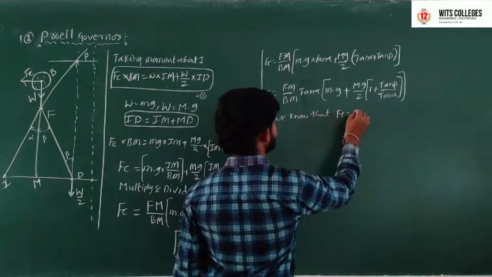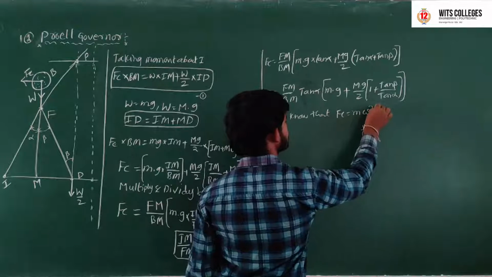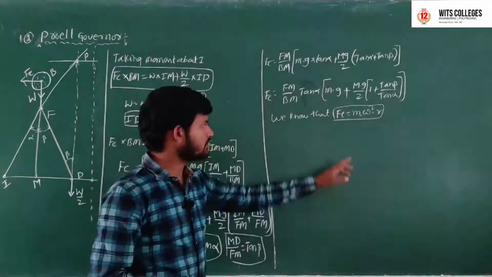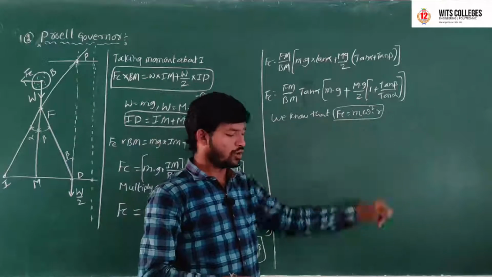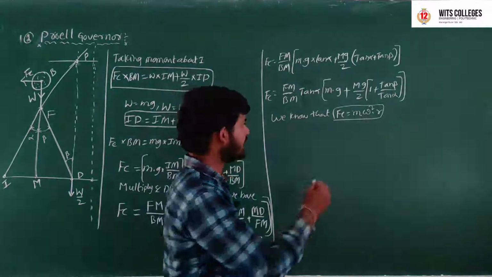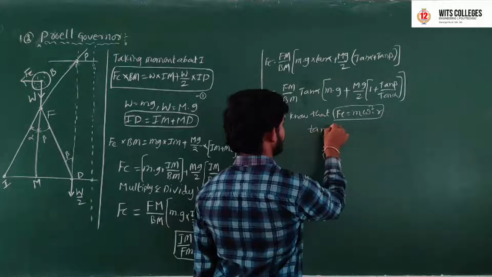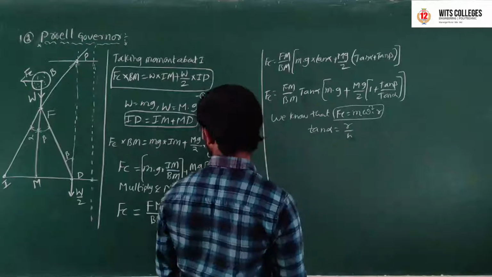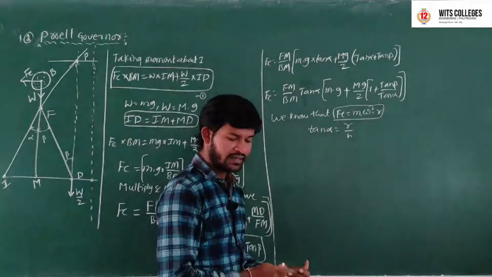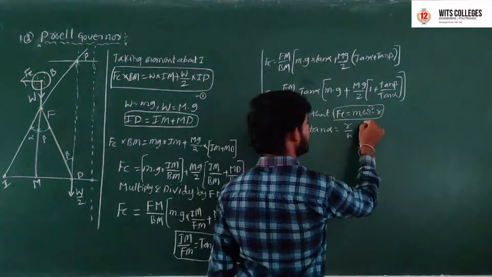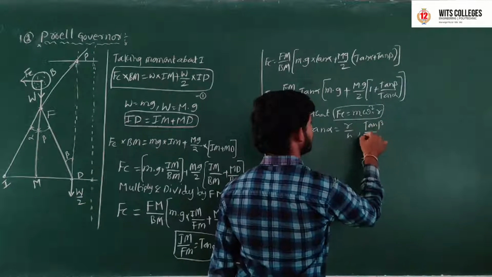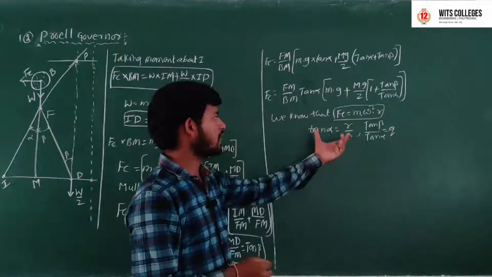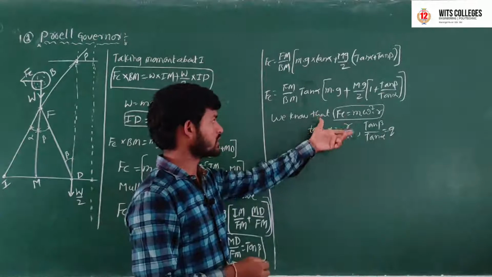Fc equals m into omega square into r. We know that value from the earlier class: centrifugal force equals m into omega square into r. Again tan alpha equals r by h. And again tan beta by tan alpha equals q. We already know these values from the Porter governor and Watt governor.